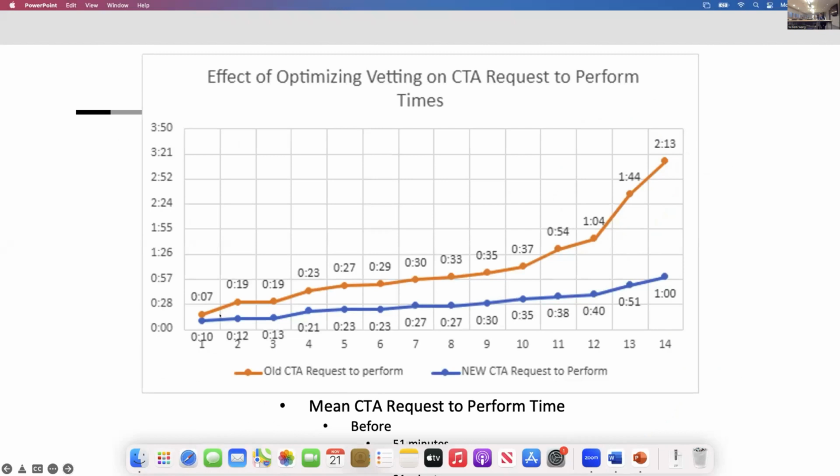This is the effect of removing the radiological vetting from the picture. So the top line shows the times it took in the first cycle when you're still vetting with the radiologist. You can see generally all the times are greater than the times in the second cycle when we remove the radiologist from the picture and the scans are done much quicker.